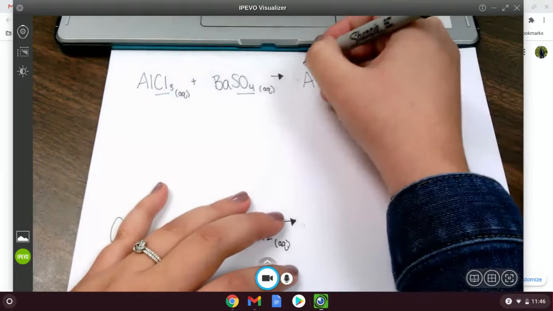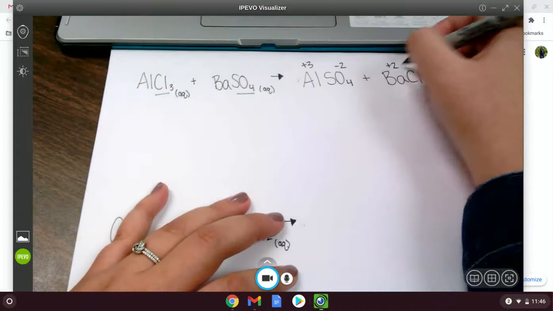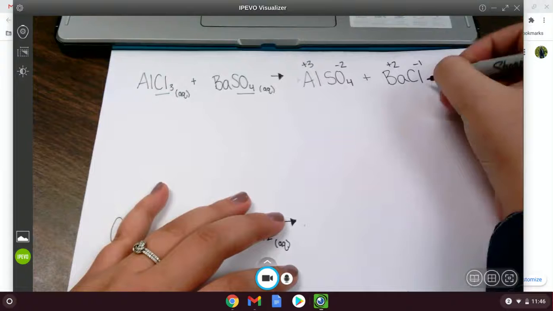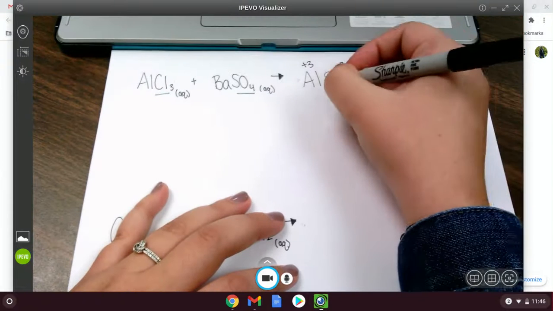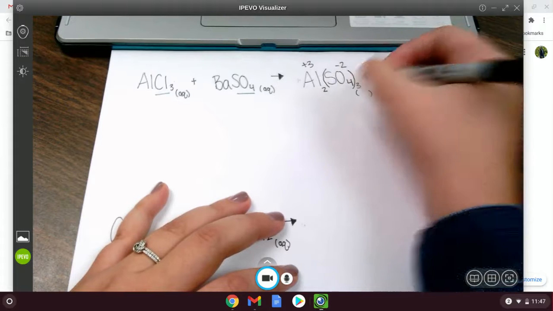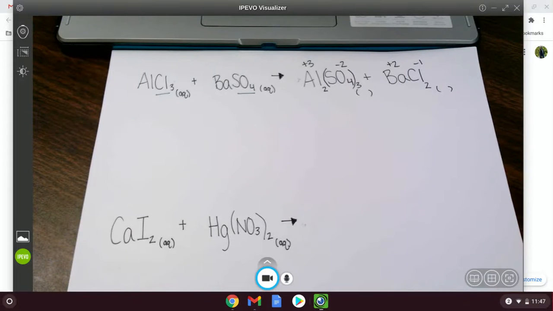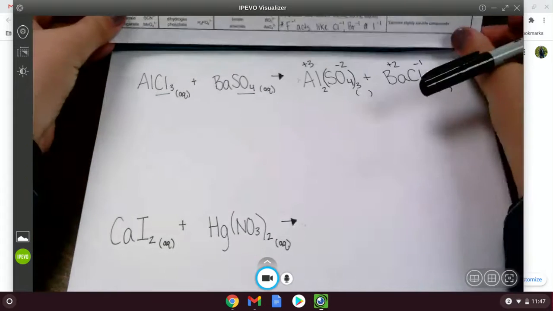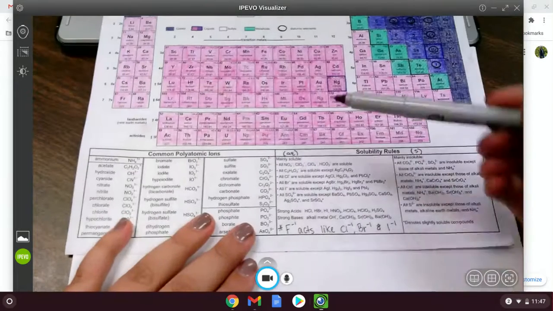Do your charges. Again, use your periodic table to help you determine this information. So none of these charges cancel out, so everything switches. And then we just need to figure out, hey, do I have a solid or an aqueous product? So we're searching for SO4s. So let's search.